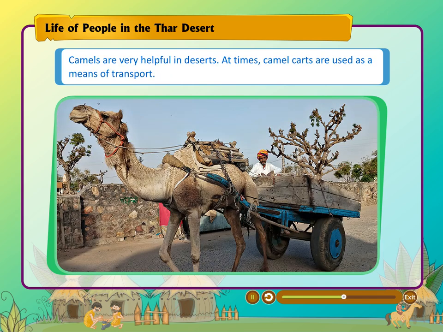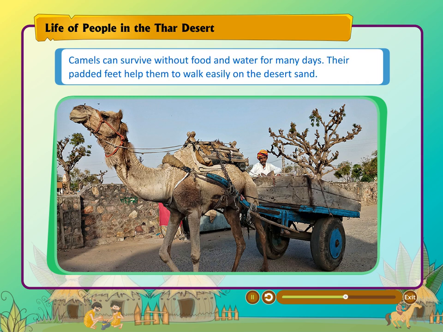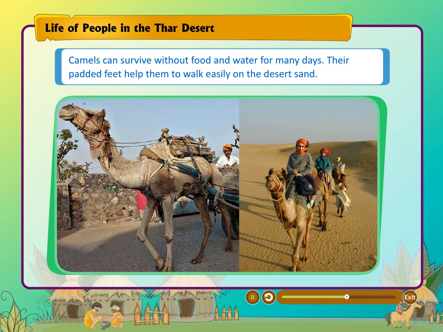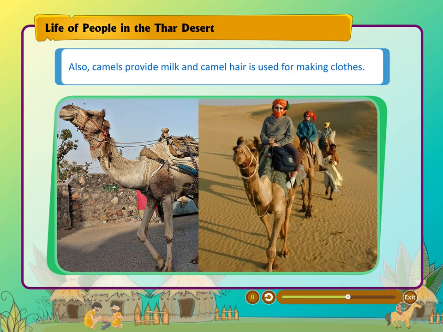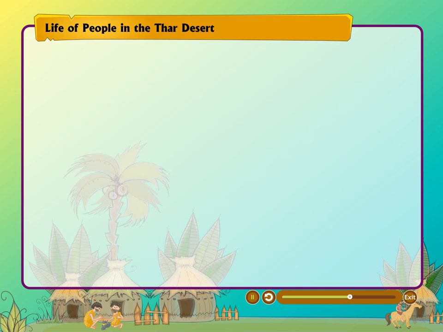Camels are very helpful in deserts. At times, camel carts are used as a means of transport. Camels can survive without food and water for many days. Their padded feet help them to walk easily on the desert sand. Also, camels provide milk and camel hair is used for making clothes.